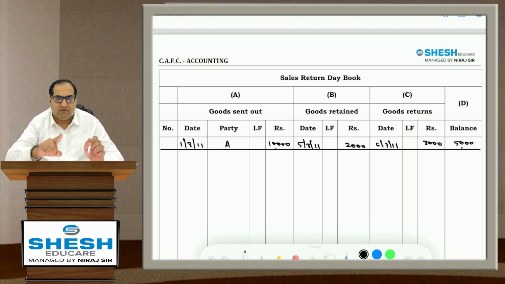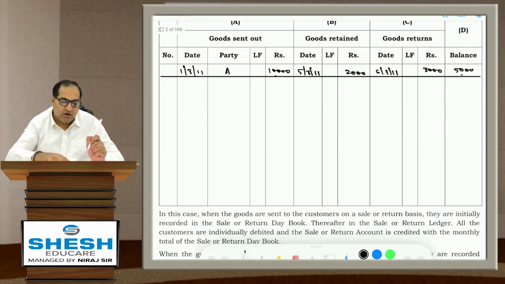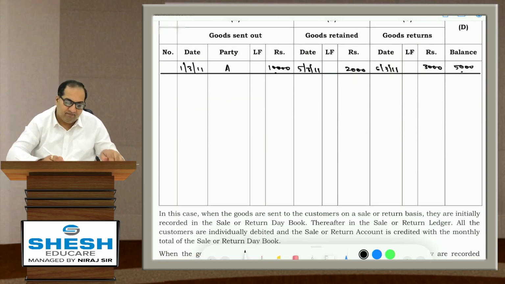यहाँ पे रफ लेजर में आपके जितने पार्टीज है एबीसीडी, यानी इंडिविजुअल डीलर्स अकाउंट आप बनाओगे, प्लस आप सेल और रिटर्न अकाउंट बनाओगे. सेल और रिटर्न अकाउंट में यहां से सेल और रिटर्न डे बुक से कभी भी इंडिविजुअल एंट्री पोस्ट नहीं होगा. द टोटल विल बी पोस्टेड ऑफ दिस. मतलब योर सेल और रिटर्न अकाउंट विल बी क्रेडिटेड विद द टोटल ऑफ दिस.